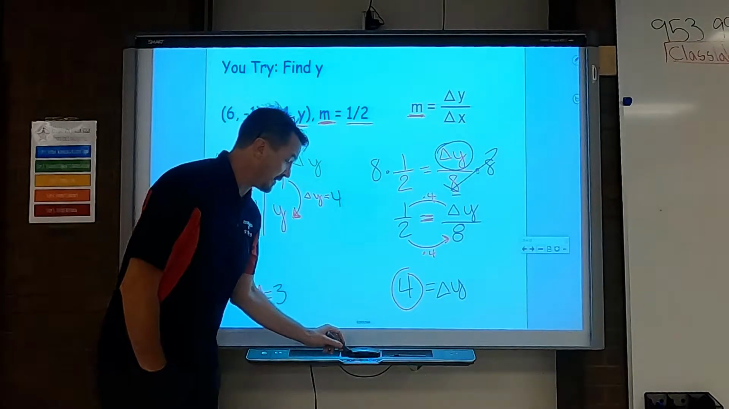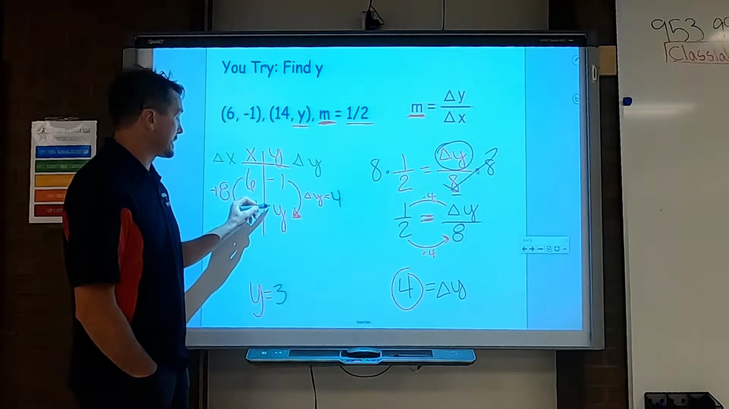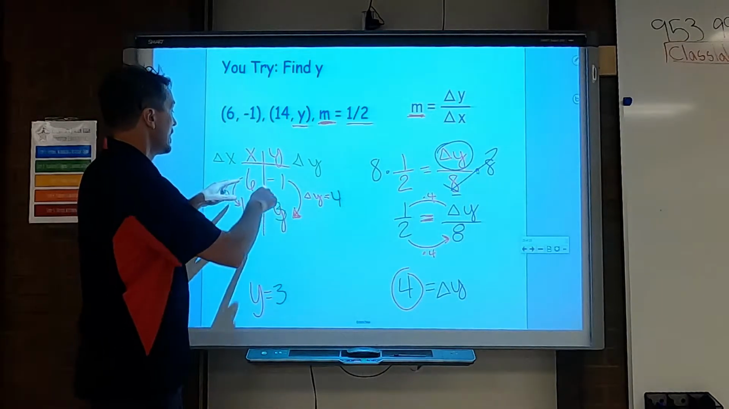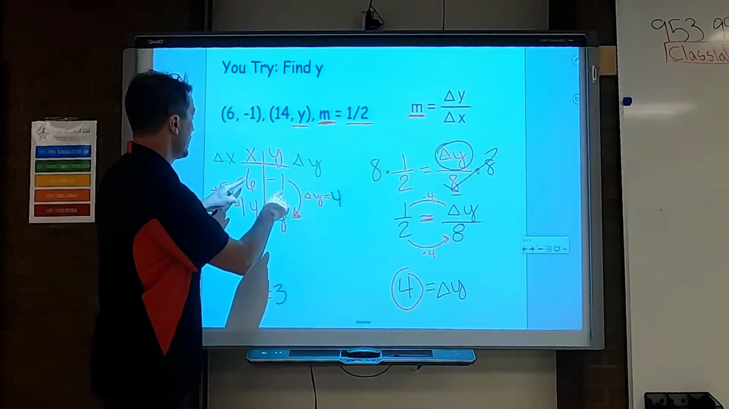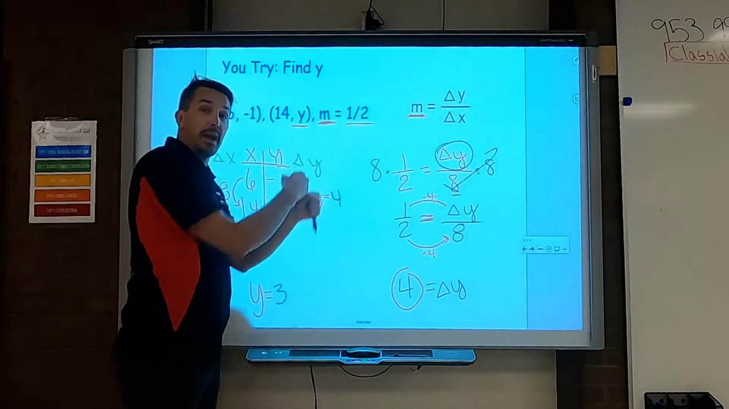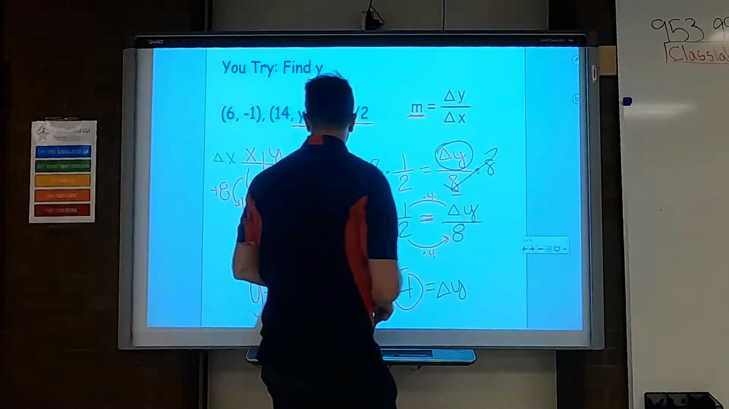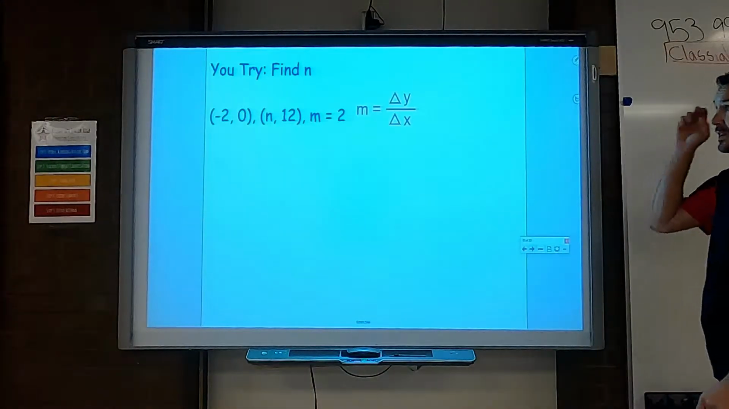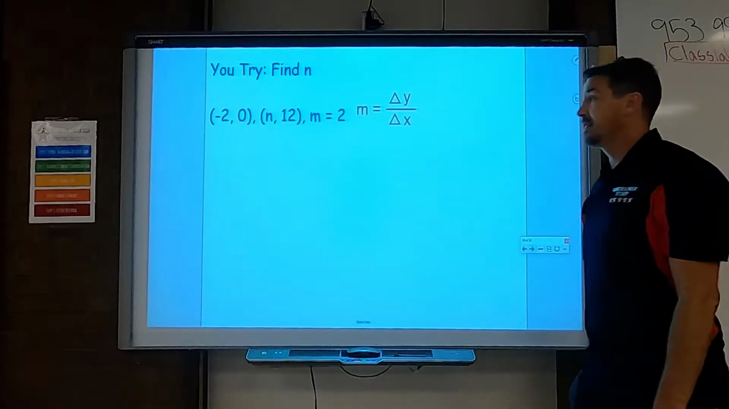And how do I verify if this is true or not? I'm going to go in there and pretend that this is a 3 now. Let's take a look. -1 to 3 is plus 4. 6 to 14 is 8. And 4 over 8 reduces to 1/2. So we got the correct answer. Let's try another one. Okay, so this one, go ahead and try it.